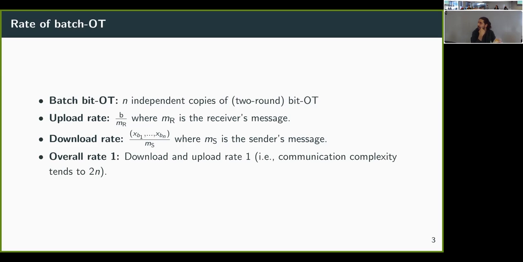yeah, I think Elena has a question. So yeah. What is B? That's the question. So B is a vector of bits, which corresponds to the receiver's input.